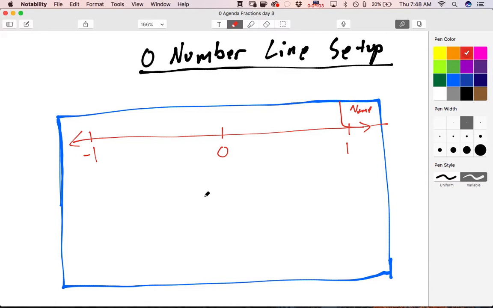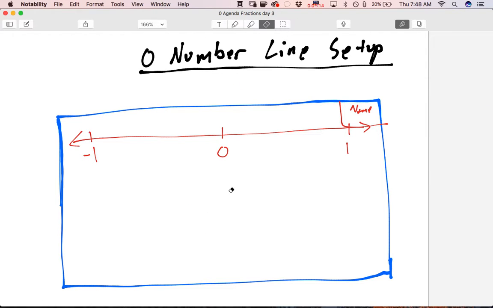A rational number is A over B, where B does not equal 0. So anything that you could put in a fraction. So very simply put, a rational number is a fraction.